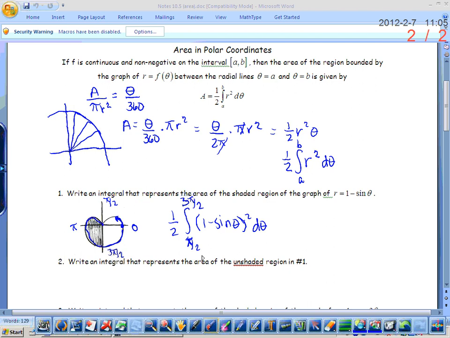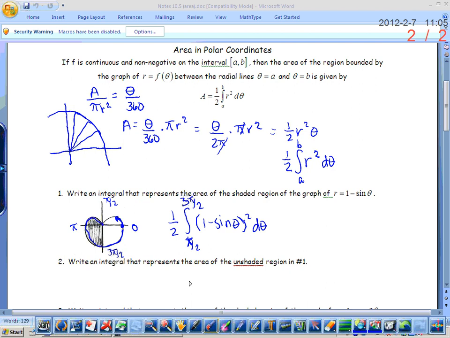And it just says write the integral that represents that. A lot of times it will actually say find the actual area, and then we'll use our calculator to type that integral into the calculator and find the value of that area. Okay, number 2 is write an integral that represents the area of the unshaded region. Now, what can you probably tell me about that shaded region and the unshaded region?